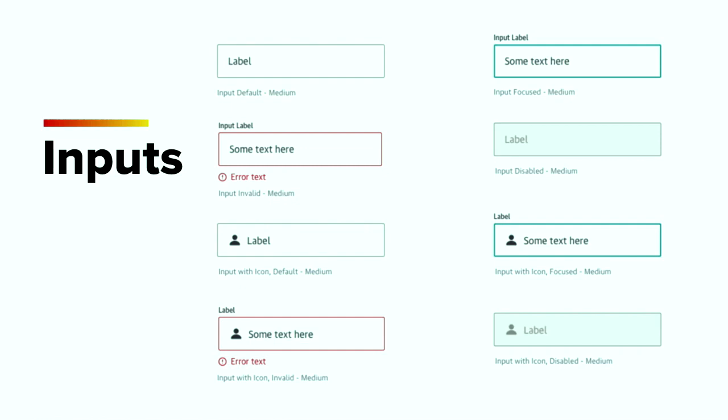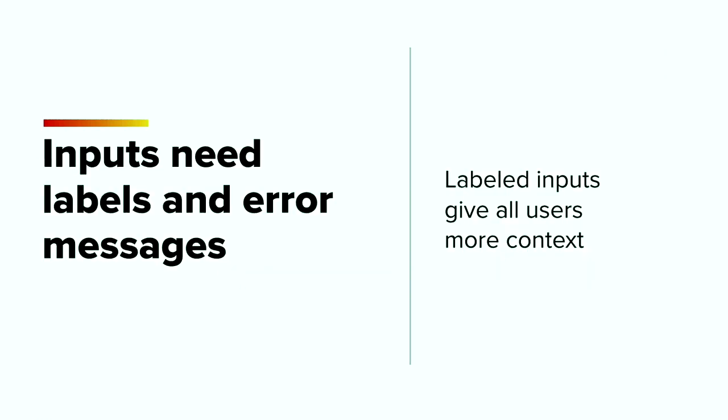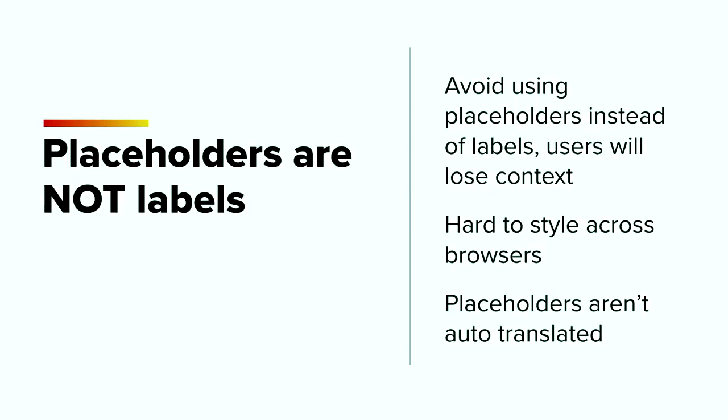Inputs, this is the messiest one. So inputs, they need labels and error messages. Users need context. They need to know what this input is for. And placeholders are not labels. Avoid using them as labels. Users will lose context. They're going to start typing in that input, and they're going to be like, what is this? That's sighted users. Users that can't see, if there's no label attached, have no idea what to do. Placeholders are hard to style across browsers, and they're not auto-translated in languages.